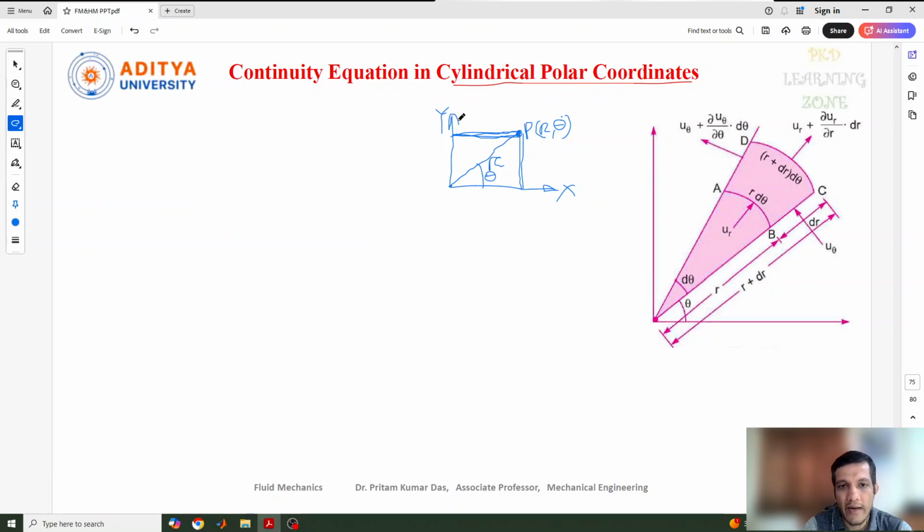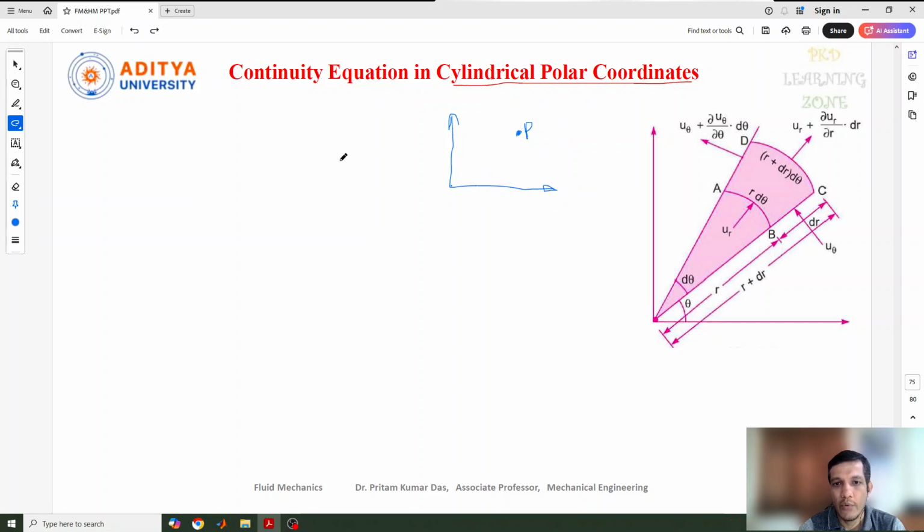But if you go for the Cartesian coordinate system, the P point is nothing but x and y: how much distance from the x-axis and how much from the y-axis. But here it is slightly different. For the polar coordinate system, we need to mark in terms of radius and angle theta. So this is the concept of the polar coordinate system.